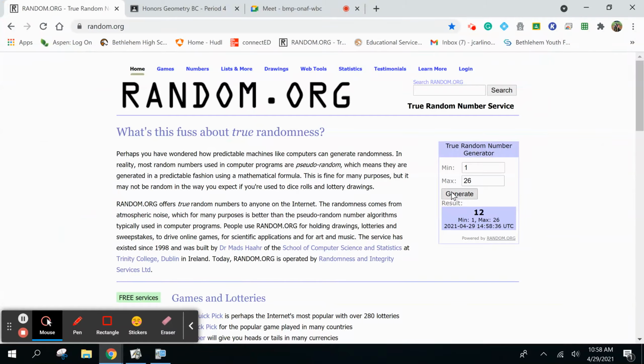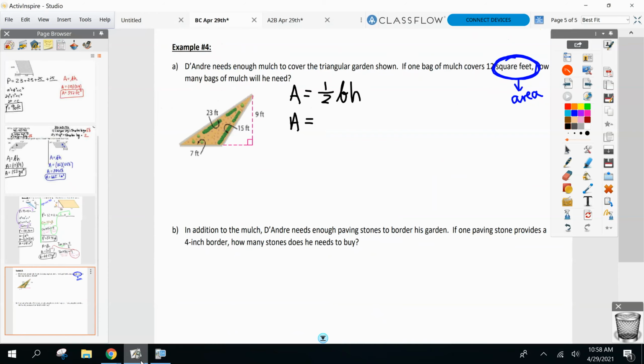Lucas, one more time. Base and height here. 7 and 9. Yep, 9's the height, drawn perpendicular to the base of 7. There it is. There you go. Calculate. Area of his garden, 31.5 square feet.